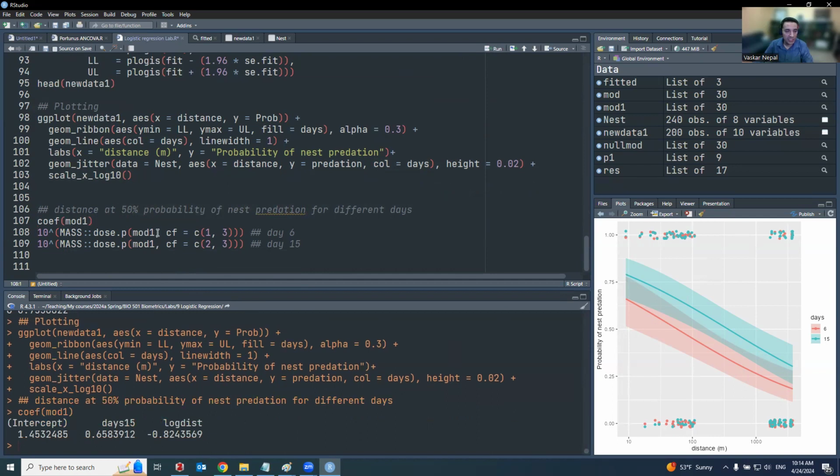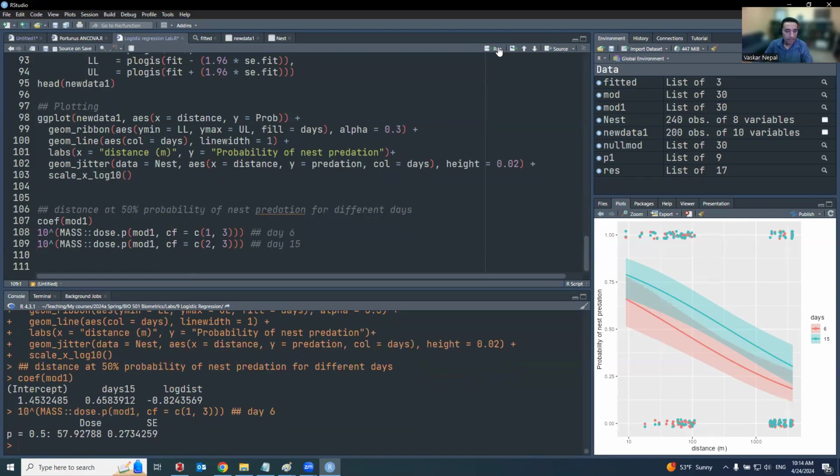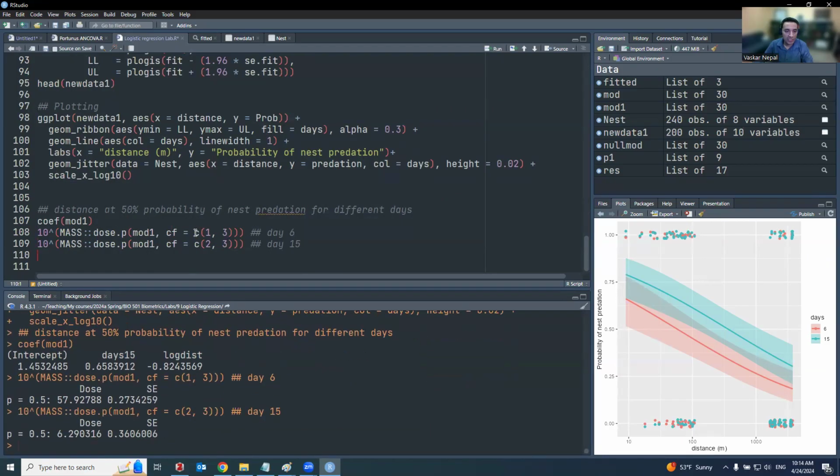These are our coefficients. We can do 10 to the power and then dose P. And what is this doing? What is all this 1 and 3 business? Okay, so for day 6, this is for day 6, remember, and then this is for the logdist, right? So the first one and the third one, that's for day 6. For day 15, we have used this one, the second value, and that is why we get that.